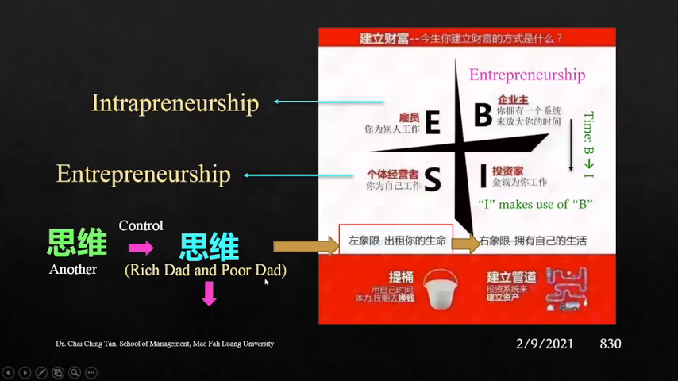Rich Dad Poor Dad says that there are four mental models that each of us has, that make us poor or make us rich. He proposed that if you want to be rich, you have to have this mental model.